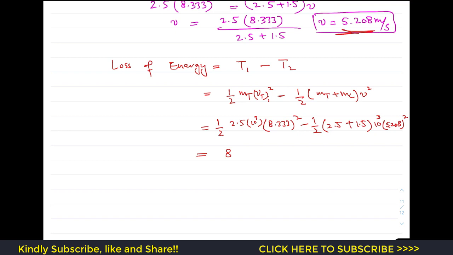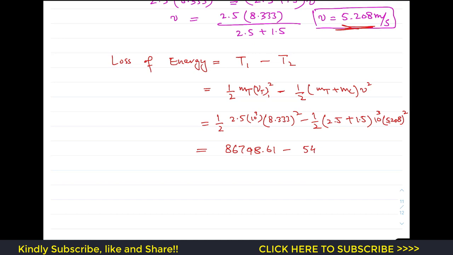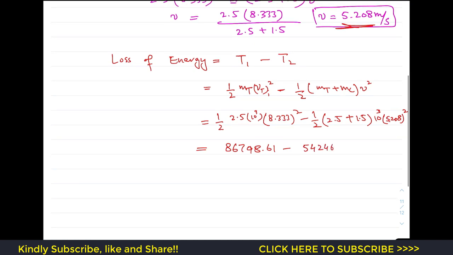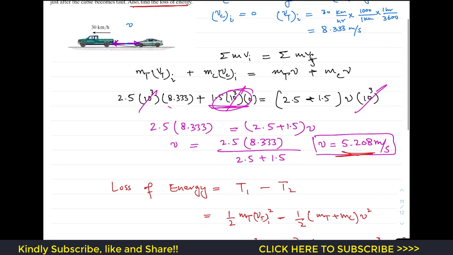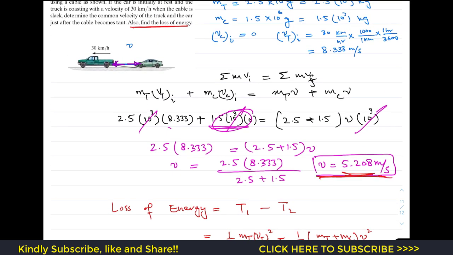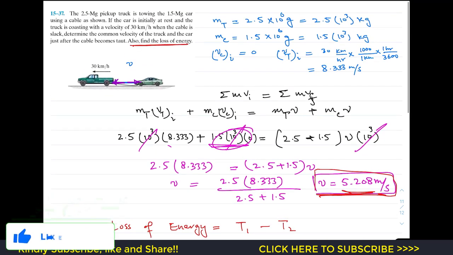Now let's find this using a calculator. The first term gives us 86798.61 minus 54246.53, and if we subtract both of these, this gives us 32552 approximately. So this is 32552 joules of energy, or we can say that 32.55 kilojoules of energy is lost, right? So the energy loss is 32.55 kilojoules, and the final velocity of both the truck and the car when the cable becomes taut is 5.208 meter per second.